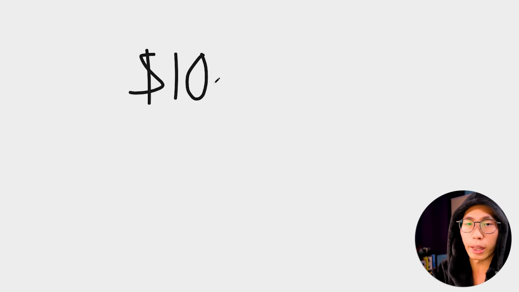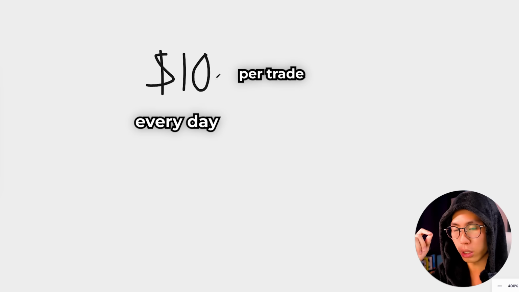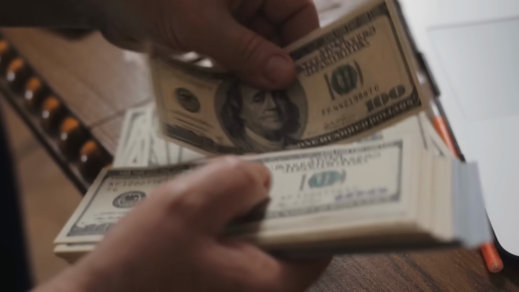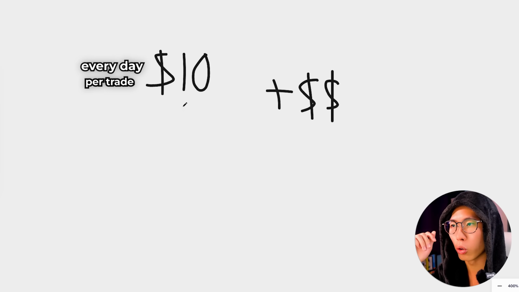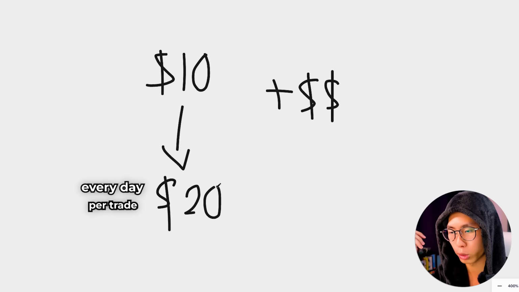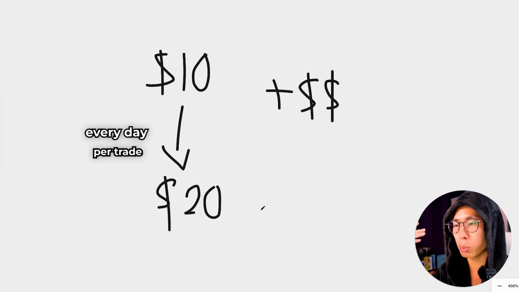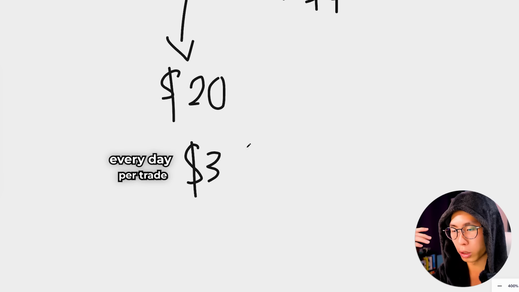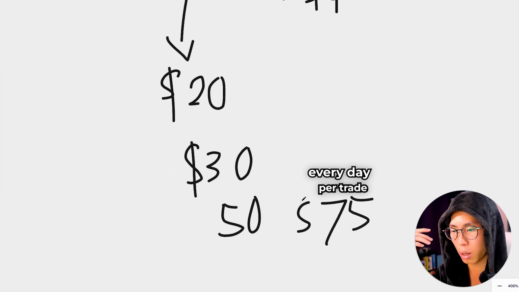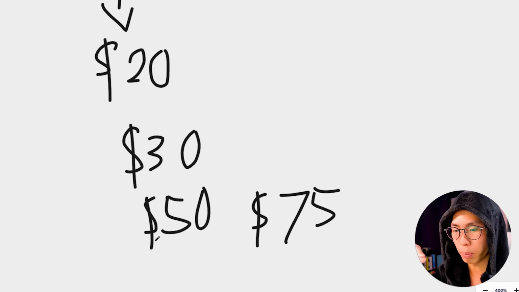Let's say that you are risking $10 per trade. So every single trade that you take, you are risking $10. And then you start making some nice profits, making some money in your trading account. So you start increasing your lot size and you start risking more money. So you start risking $20 per trade, right? And then you make some more nice profits, and then you start risking $30 per trade, and then $50 per trade, and then eventually you risk $75 per trade. This is a very good example of increasing your lot size slowly and steadily, aka progressive overload.